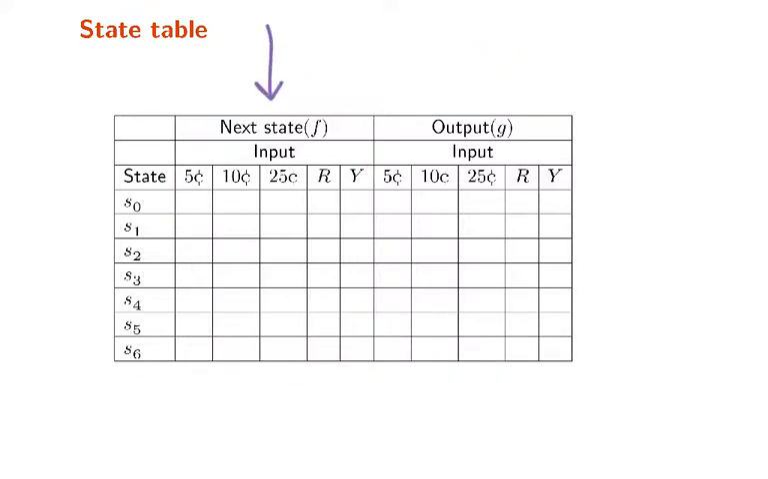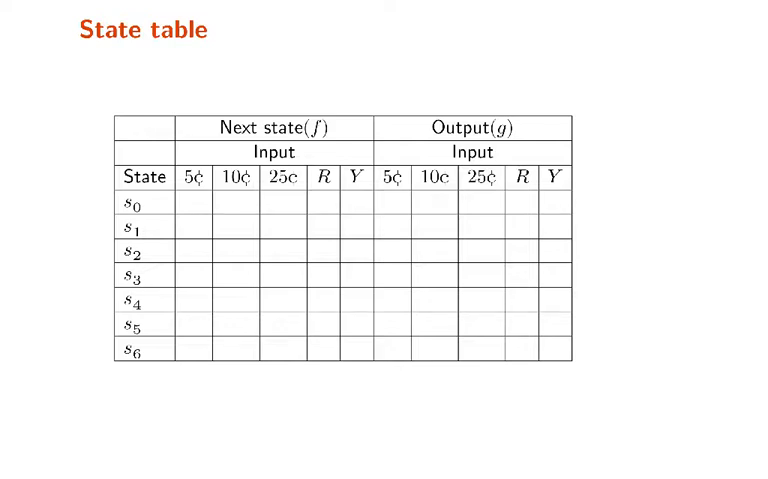In the first one, the next state table, we have different inputs for the different columns here. So that's why the word input here. These numbers here are just all the possible inputs. In this case, the 5, 10, and 25 coins, and the button for red and the button for yellow. And so you are going to fill this table here by putting just what is the next state. So that will be the transition function f.